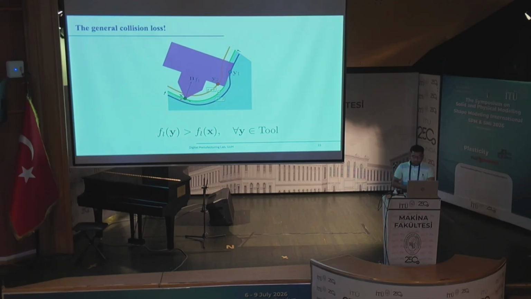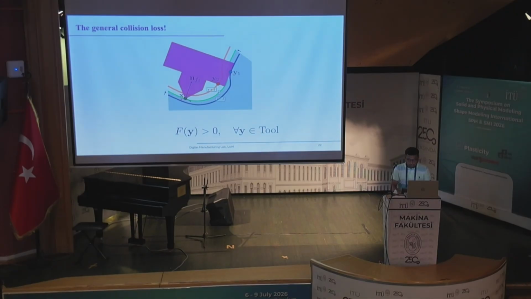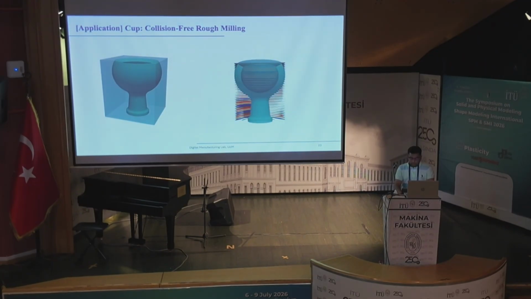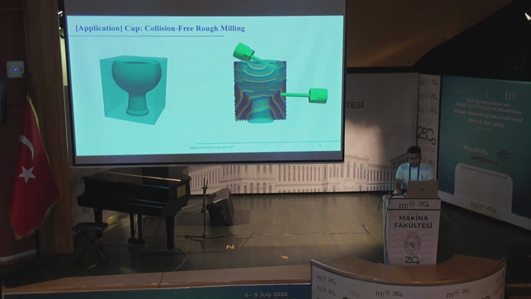Again, when we generated the loss function, we showed it in the condition for the additive manufacturing task, but we can easily convert it into a general collision avoidance constraint and apply it to other layer-based manufacturing processes like CNC milling or rough milling, for example. Here I show an example where the initial layers for rough milling lead to collision with the tool, but using our general constraint, it automatically generates layers which are collision free.